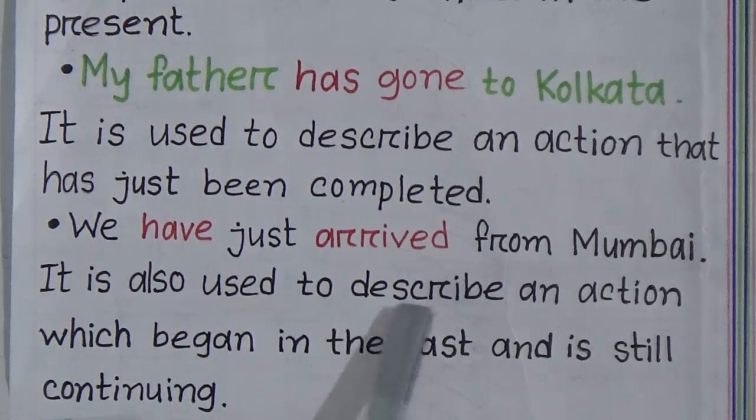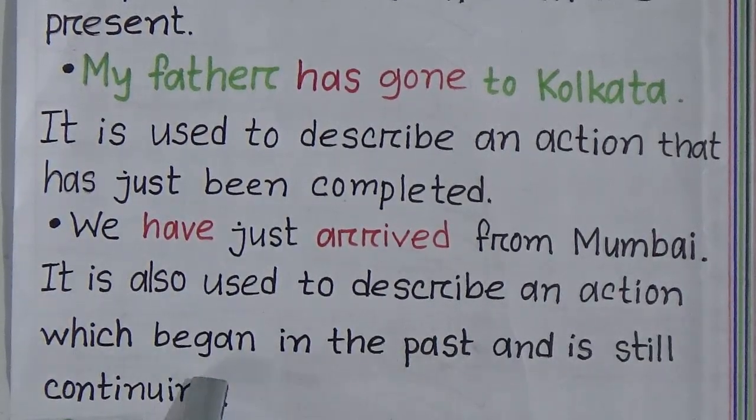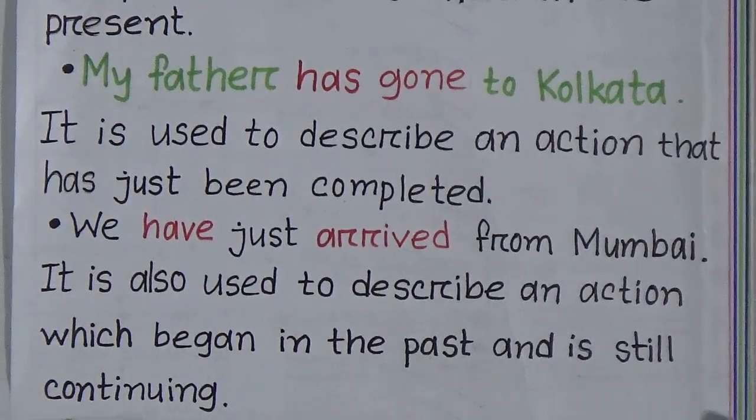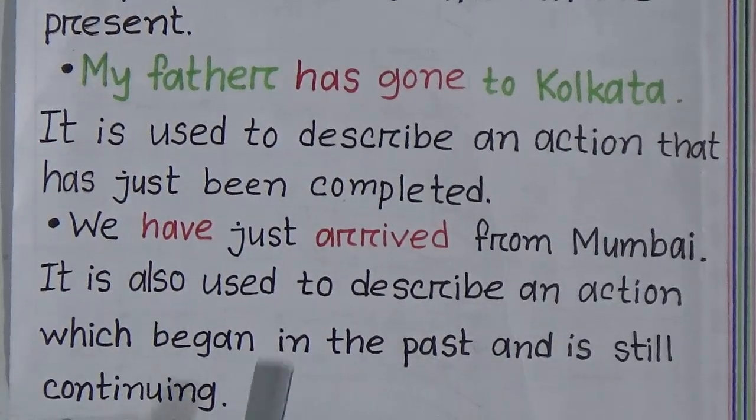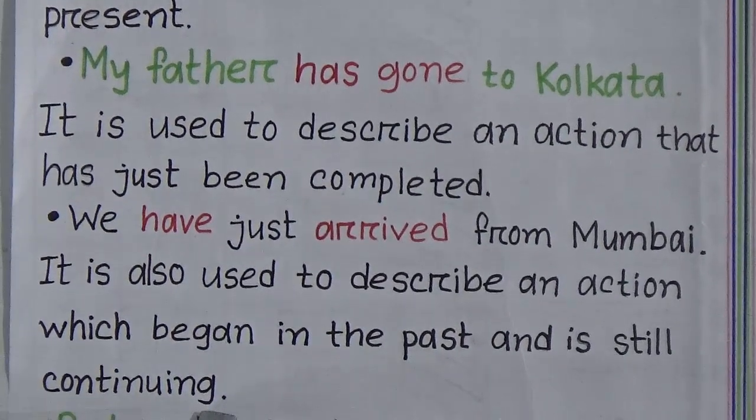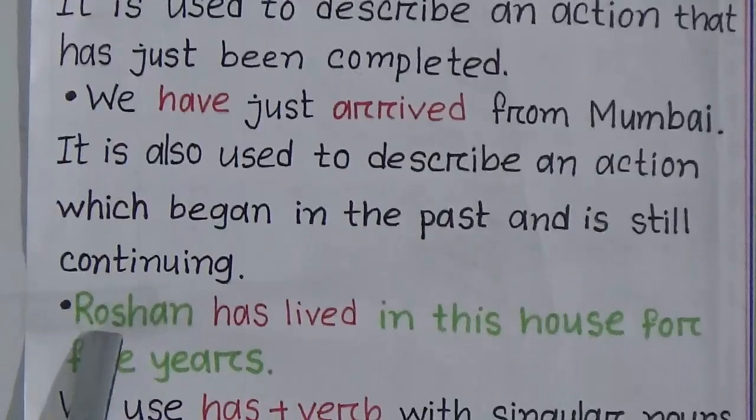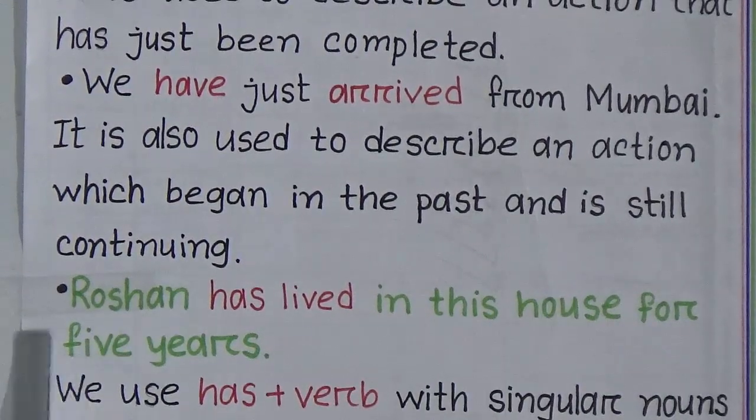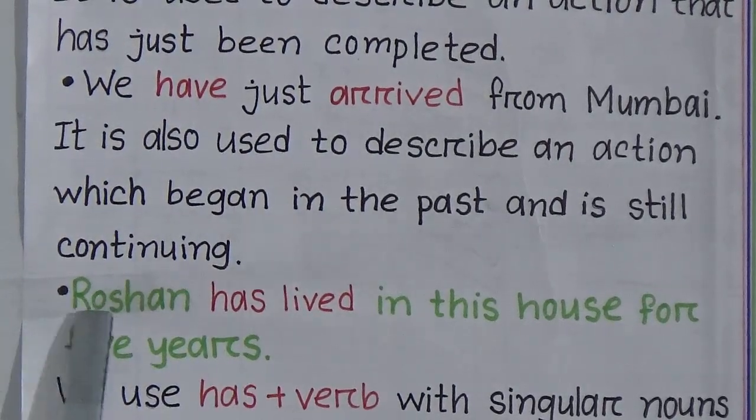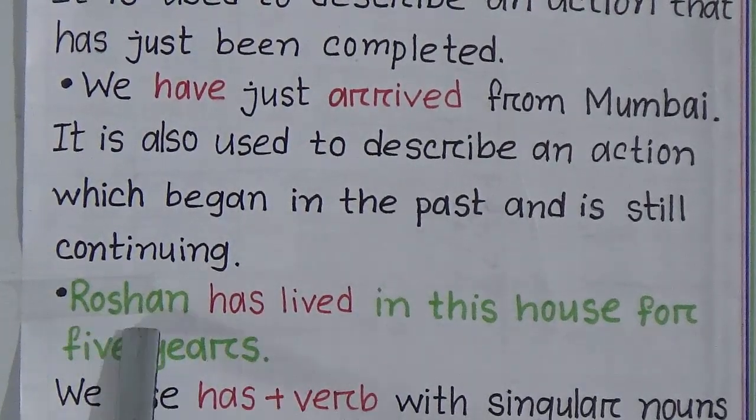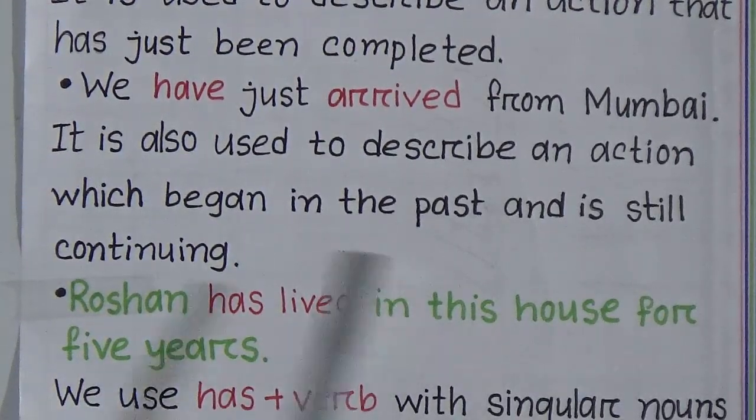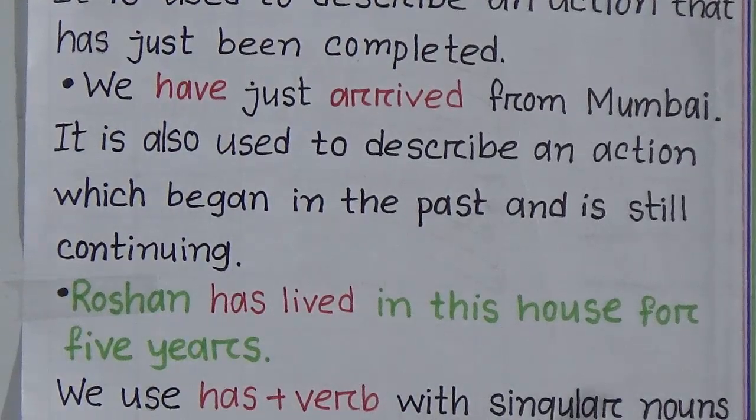It is also used to describe an action which began in the past and is still continuing. So, an incident begins in the past and is still continuing. It is called the present perfect tense. Look at this example. Roshan has lived in this house for 5 years. In this example, Roshan is still living in the house. It's a continuing action.